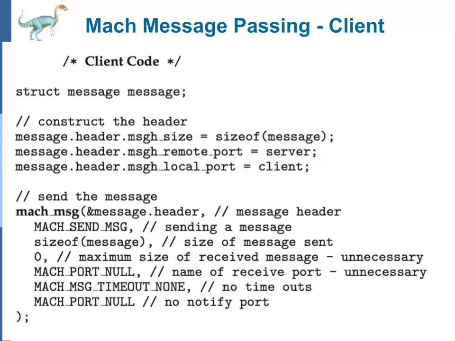Now the code calls mach_msg. In mach_msg, for the first parameter we pass in the header of the message. Then we specify the second parameter, MACH_SEND_MSG. So this function is going to send a message. Then we pass the size of the message in the other parameter, because here we're going to send a message. Then MACH_PORT_NULL, that's the name of the receive port, which is unnecessary, right? Because we are going to send a message, not receive one.